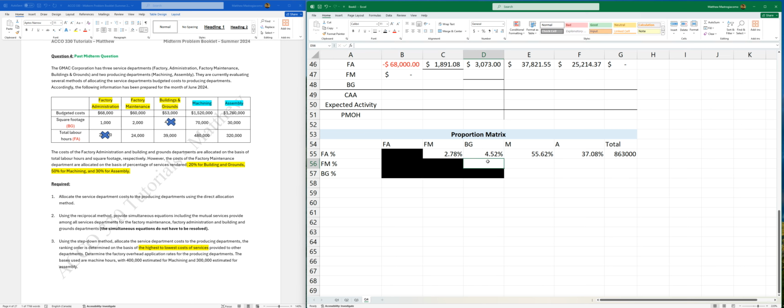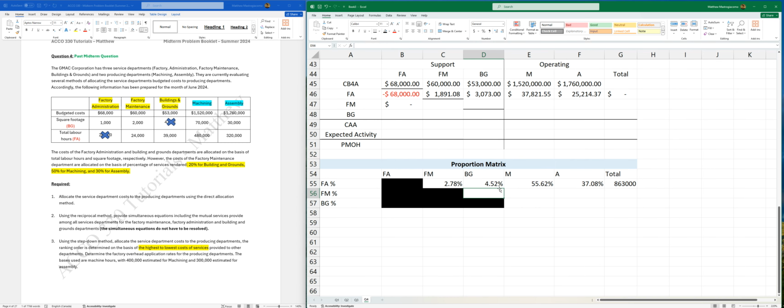Okay? And you can make it look nice like this. All right, so anyways, factory maintenance. First off, factory maintenance allocates 20% for building grounds, 50%, and then 30%. So we don't have to change anything. 20%, 50%, and 30%, and that gives us a total of 100%, so we don't have to adjust anything.